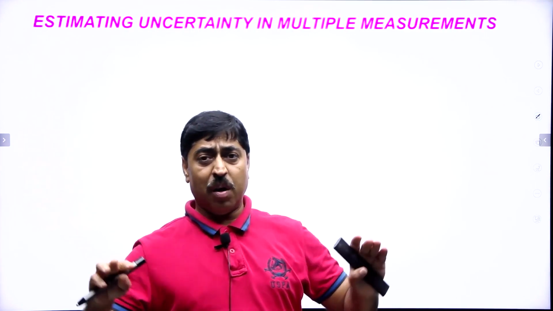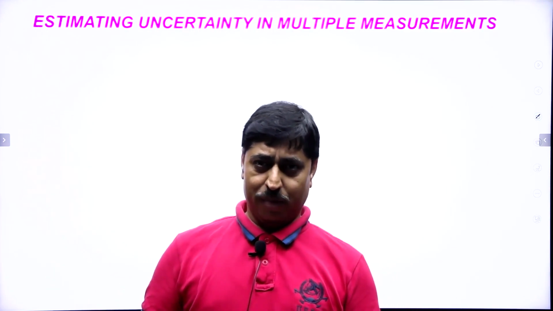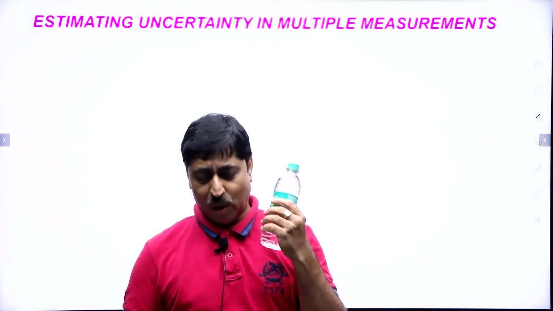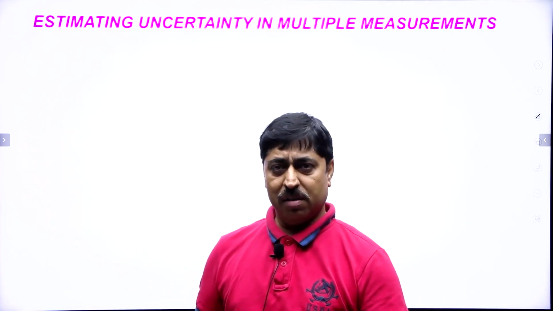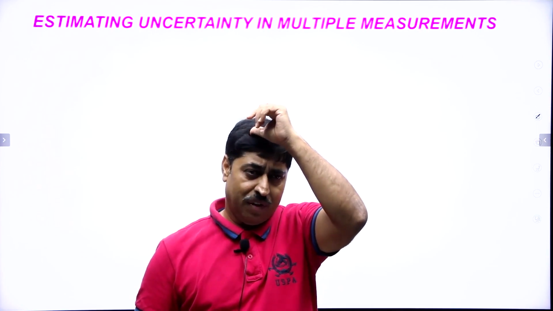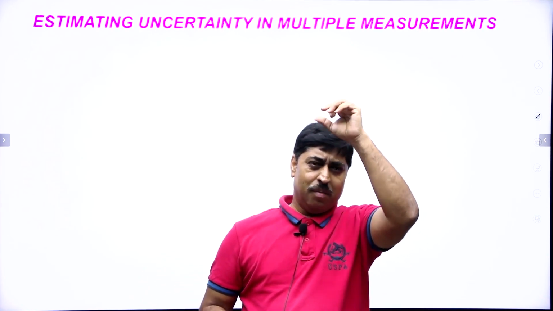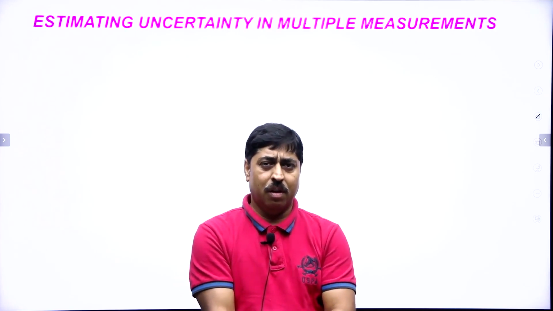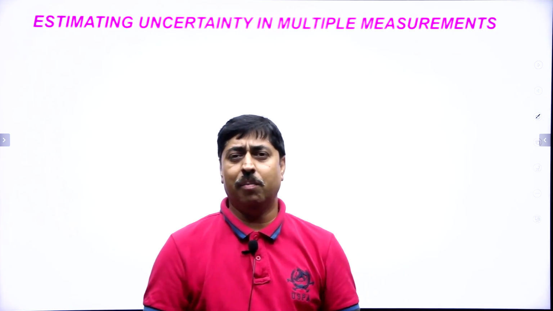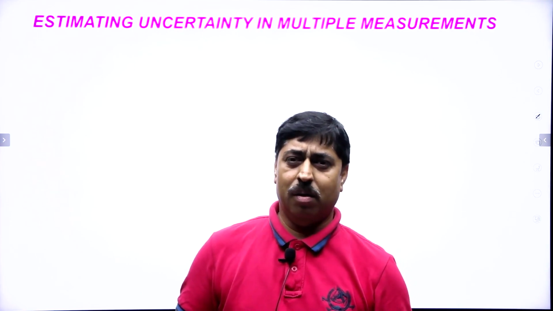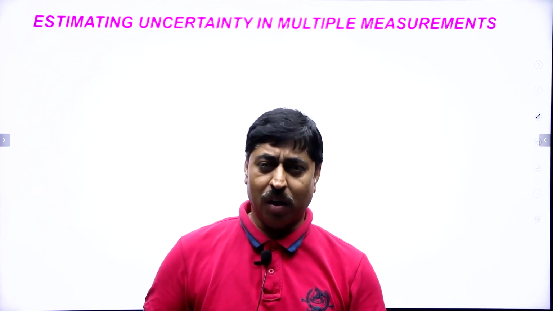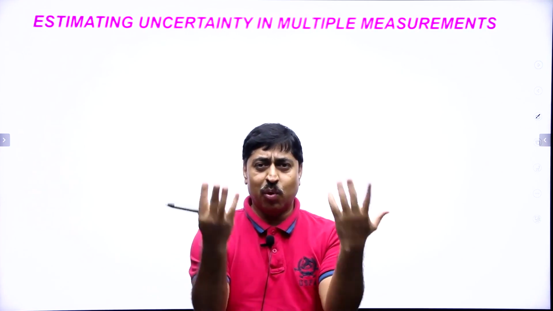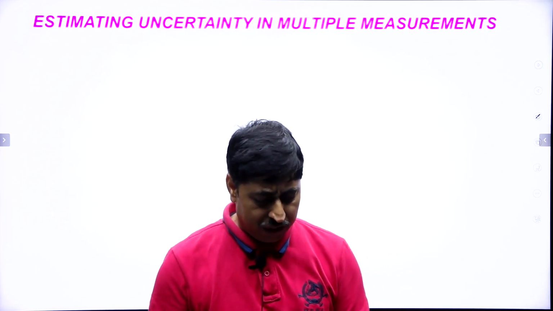Now, we often make multiple measurements. Like if I am trying to measure the diameter of this bottle, I will take multiple readings and then take the average, right. So, when we take multiple measurements, how do we estimate the uncertainty? When there are 5 or 10 measurements for finding the diameter of this bottle, what will be the ultimate uncertainty that I am going to quote? So, let us learn a little bit about that.